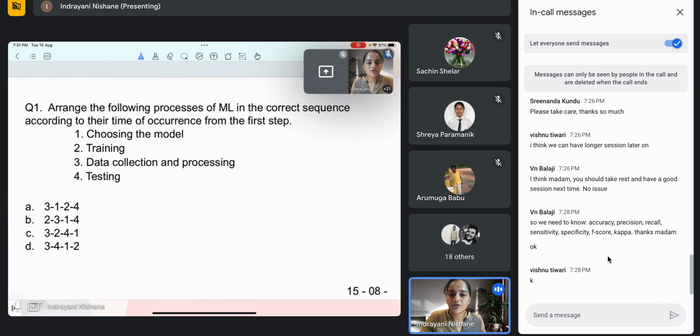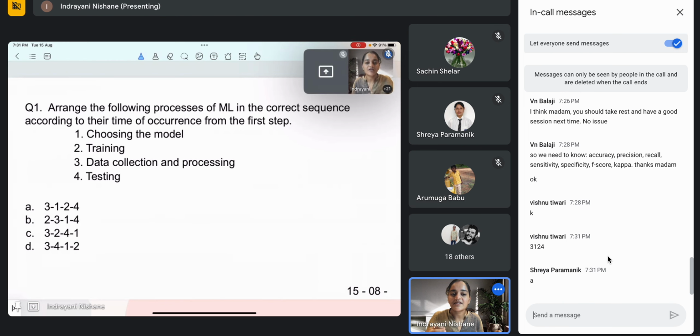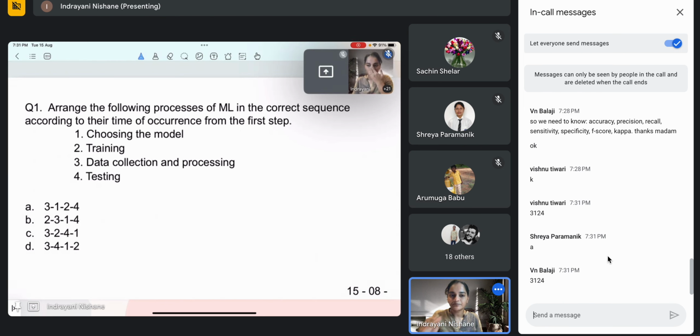So this seems to be a non-mathematical question, so let's jump on to this. Arrange the following processes of ML in the correct sequence according to their time of occurrence, from the first step. Please recall the 3 or 4 steps which we saw in the beginning of today's session, the pipeline of the ML. So this question is based on the sequence of the pipeline of the ML.